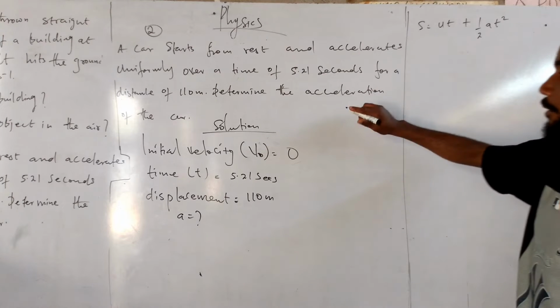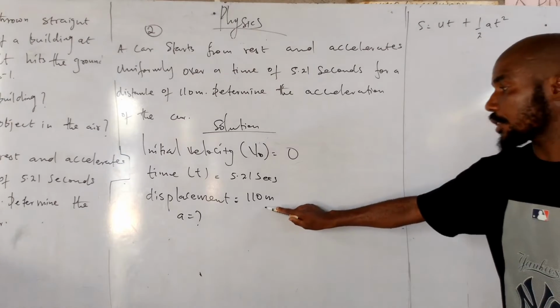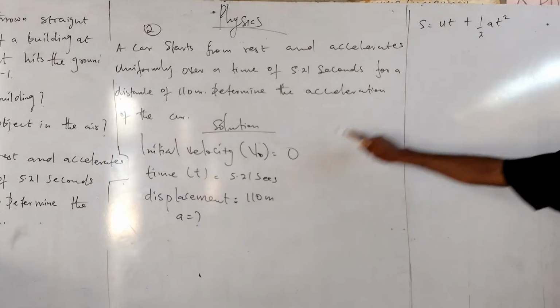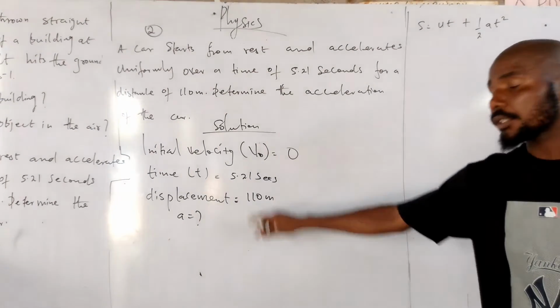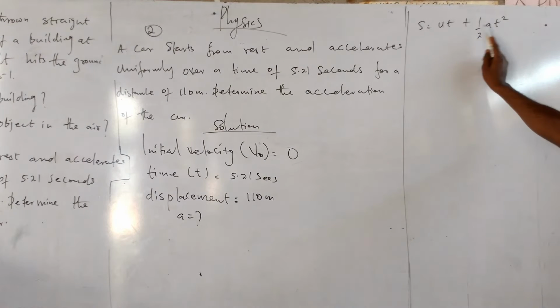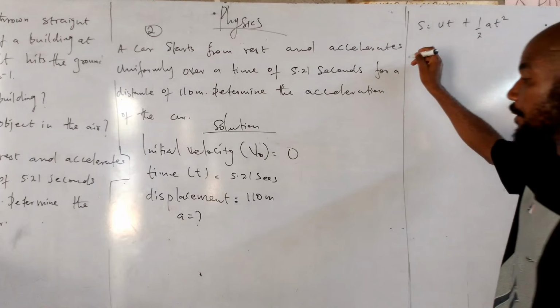Now look at this formula. See that displacement is given as 110. Initial velocity is given as 0. Time is given as 5.21. You cannot calculate the acceleration. So let's put in the parameters and see.